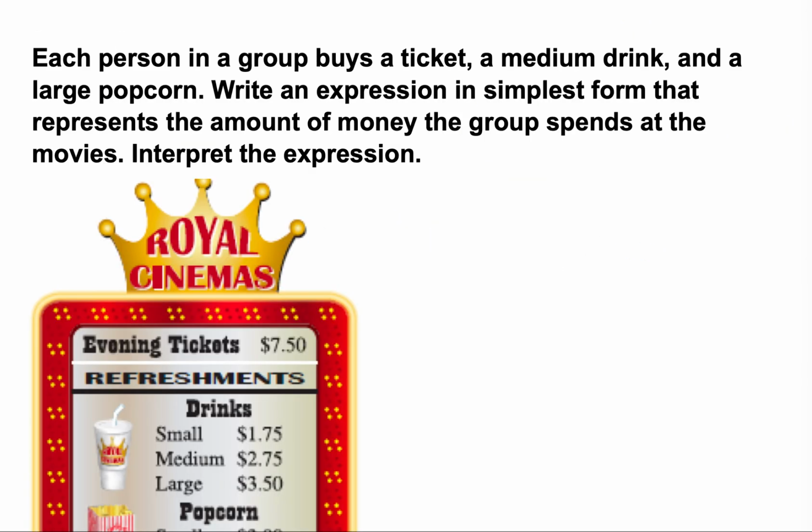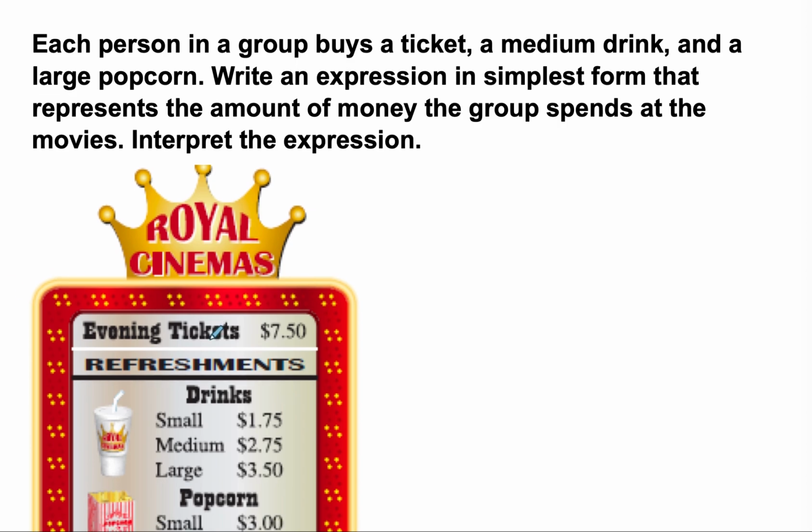Let's take a look at a story problem. It says each person in a group buys a ticket, a medium drink, and a large popcorn. Write an expression in simplest form that represents the amount of money the group spends at the movies and interpret the expression. So they're asking us to do two things. One, we've got to write an expression and simplify it. And two, we need to interpret, which means to explain. Explain what it means for this situation.